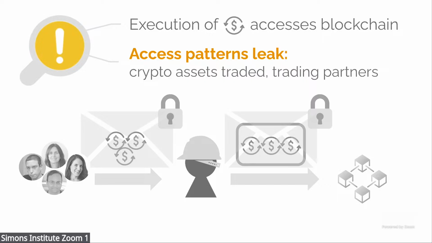happens because when you build a block, you need to execute these transactions. And as the transactions execute, they have to access data that live on the blockchain. And these access patterns are highly leaky. They leak exactly the information you care about hiding, like what kind of crypto assets you want to trade and who your trading partners are, right? So it's also really important here that you protect your access patterns.